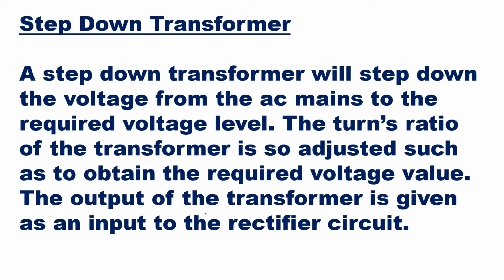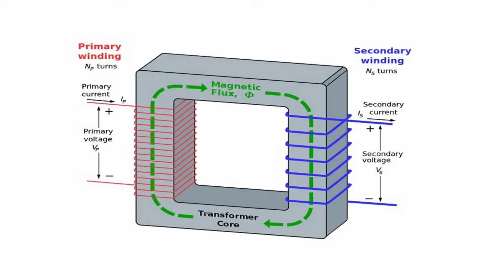So it is a transformer which will reduce the input AC mains voltage to a lesser voltage value, because a lesser voltage value is required by the electronic circuits. Okay. Then if you see a diagram of a transformer, here you can see these are your primary windings, which are wound on a core, and these are your secondary windings. Here you are going to apply your AC mains.